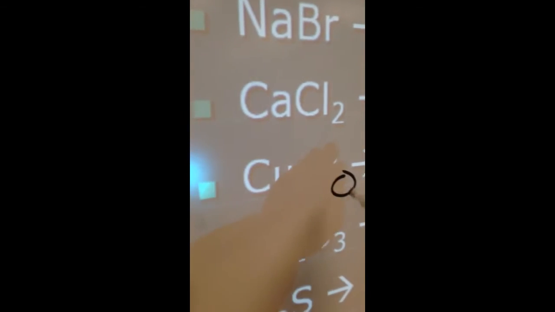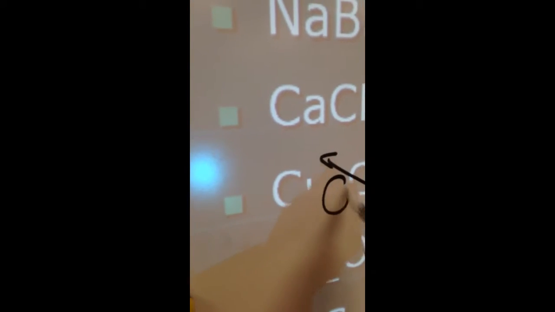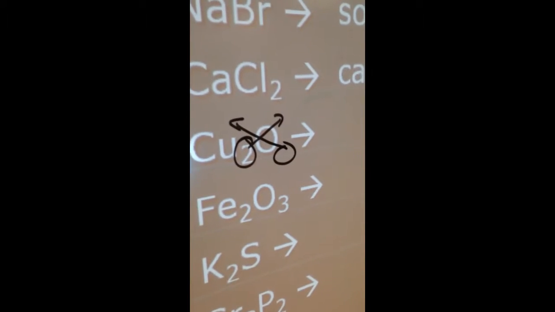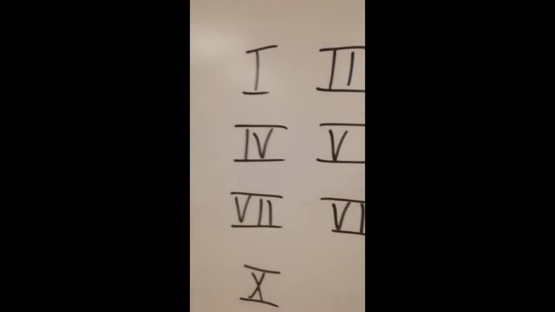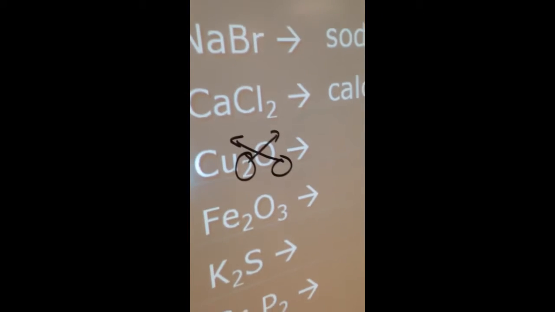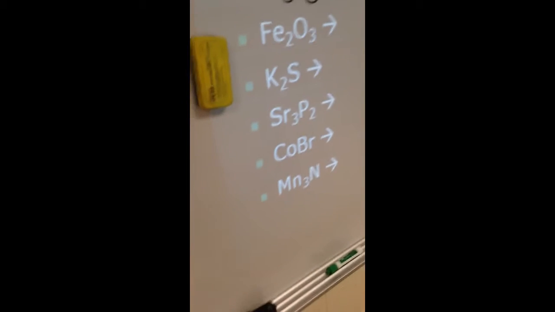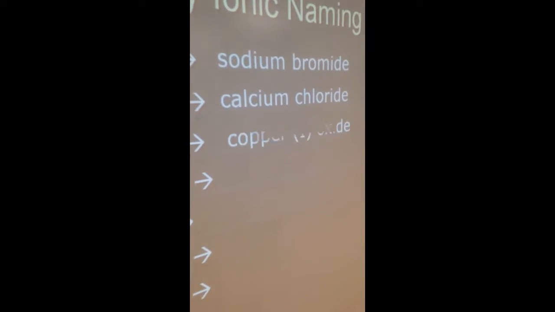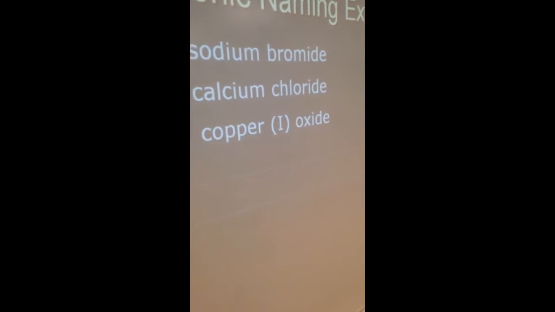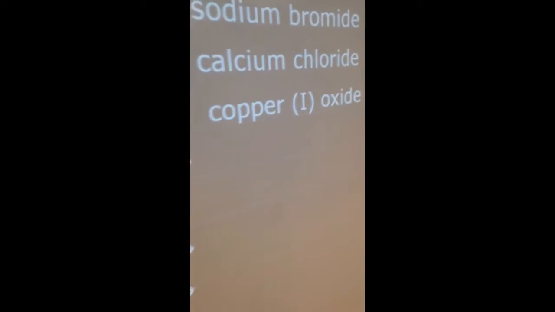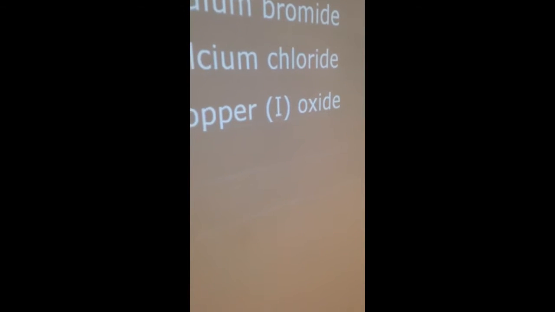So we know we're dealing with copper 1. That came from copper 1, just like this 2 came from the 2 charge from the oxygen. So we know we have copper 1, and then we have oxygen. So how are we going to say that? Copper, Roman numeral 1, and then oxide to keep that IDE ending. So that in particular should look like this when we write it out. Copper 1 oxide. Make sure for all the transition metals you have the Roman numeral in there.